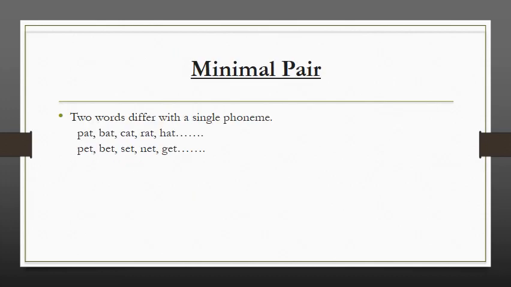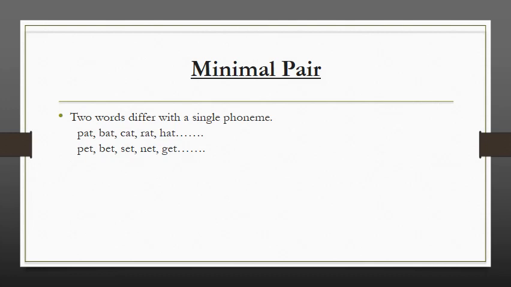And the next concept that we are going to study now is the minimal pair. Minimal pair, it means it is about a pair of words that differ with a single phoneme, either a consonant or a vowel, but there would be the difference of one phoneme between the two words.